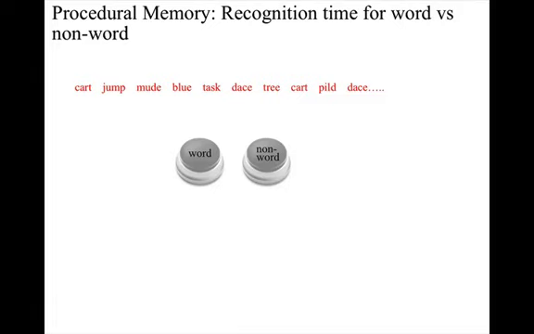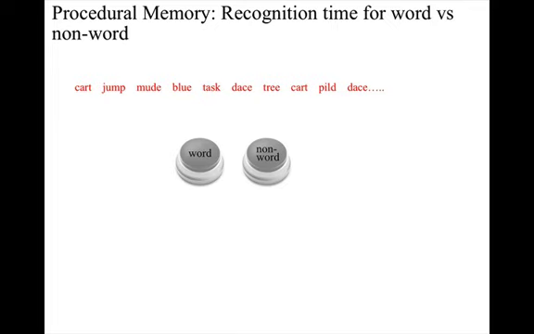In this section, I want to have a look at a common lab test of procedural memory, or sometimes in this context it's called implicit memory, and have a look at the information mechanisms that support this phenomenon. And this test is called letter string recognition.